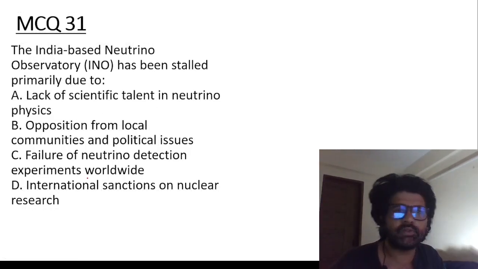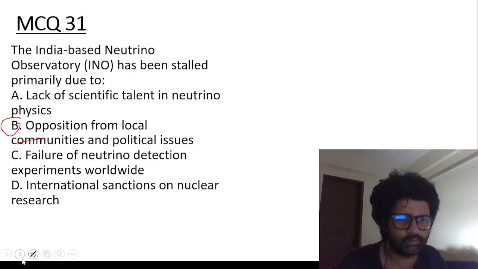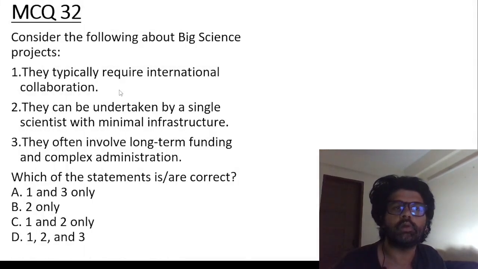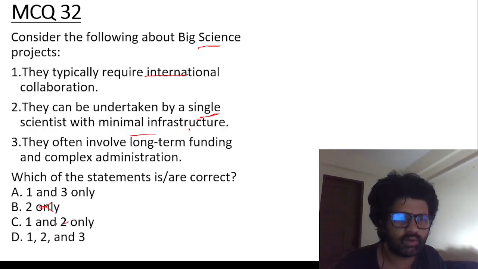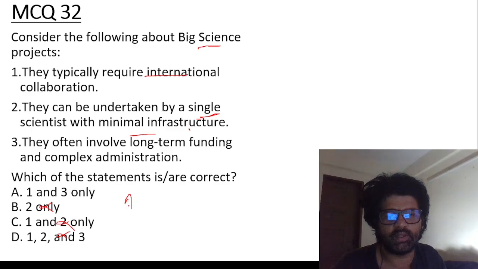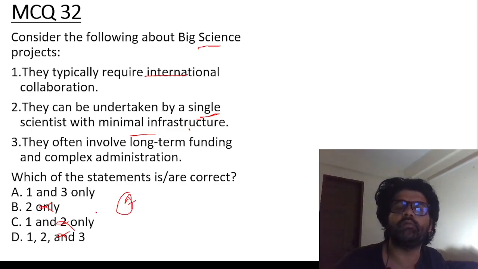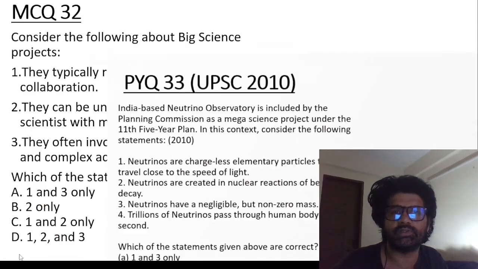MCQ 31. India-based neutrino observatory has been stalled due to opposition from local communities and political issues. B, big science projects require international collaboration. Yes, sir. They can't be a single scientist with minimal infrastructure. They're big projects. So second is wrong. Now you're left with A only. Done. They involve long-term funding and complex administration.